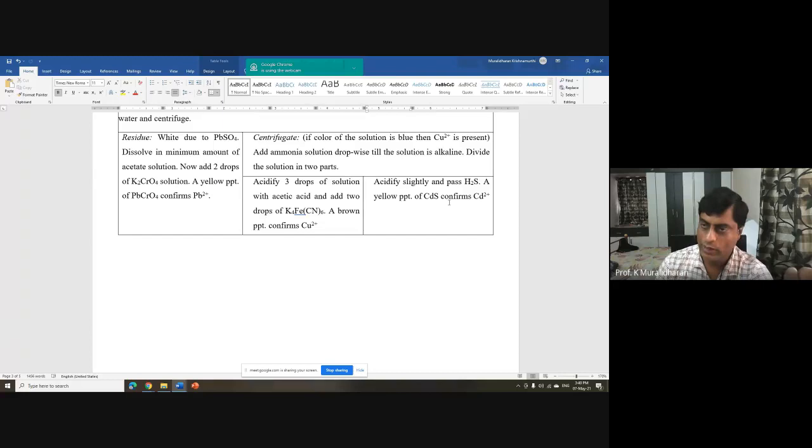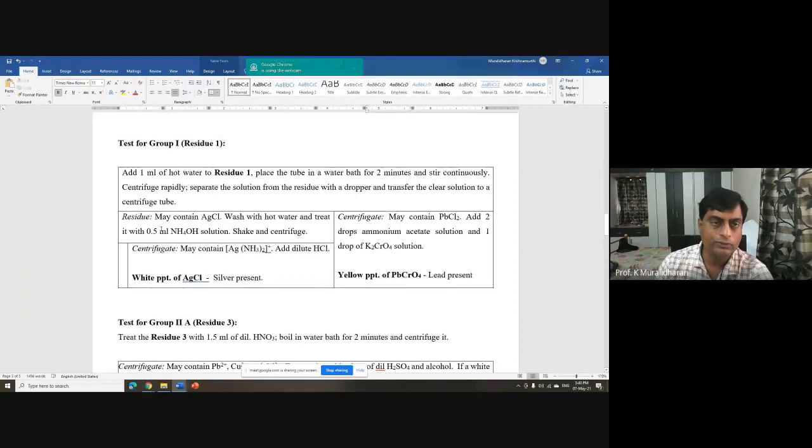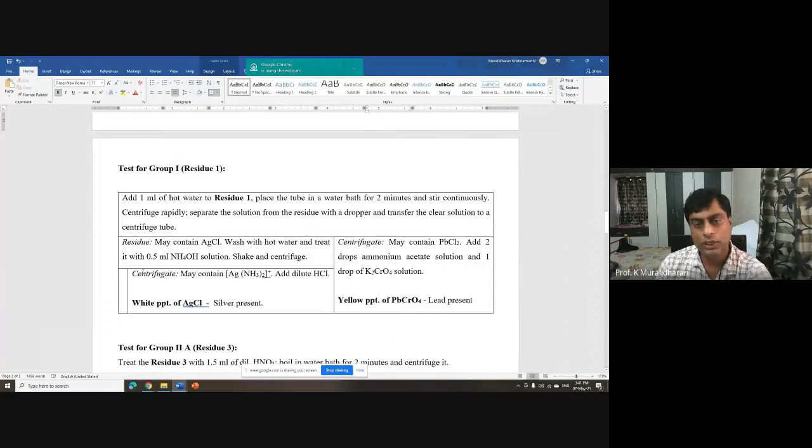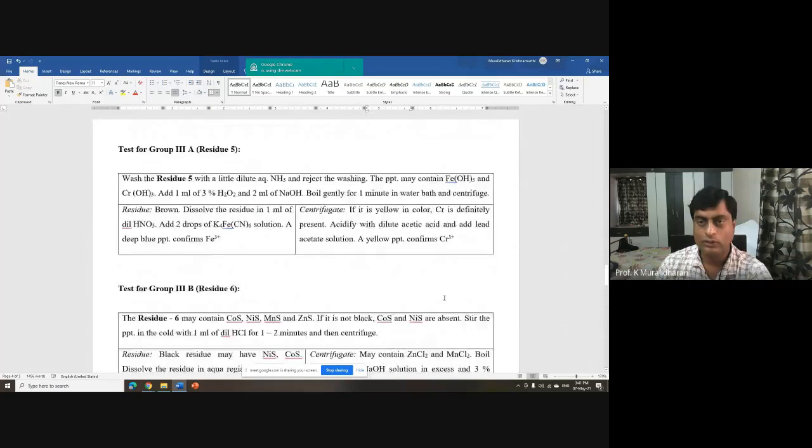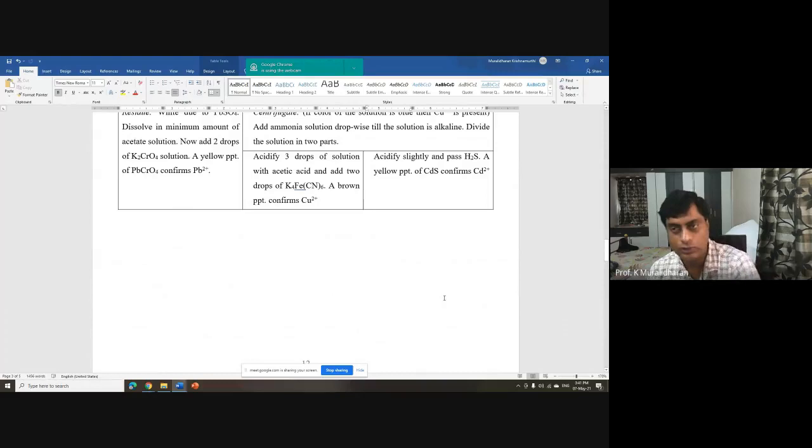But if you take this solution or this precipitate, touching with the glass rod and show to the flame, you will see blue color, that is confirming lead. So the same test now becomes a confirmatory test also. That's how you have to use the flame test after separating everything properly using this group separation procedure.